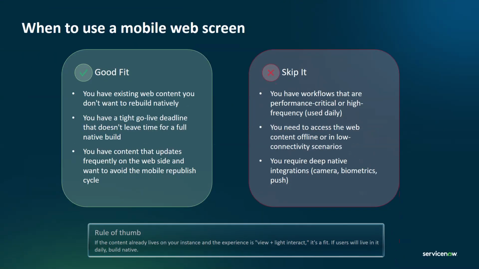Mobile web screens are a good fit when you have existing web content you don't want to rebuild natively, a tight go-live deadline, or content that updates frequently. Skip using them for performance-critical workflows, offline access, or deep native integrations. The rule of thumb: if the experience is view and light interact, it's a fit. If users rely on it daily, build native.